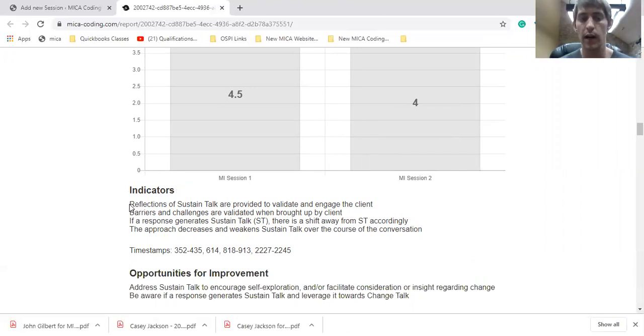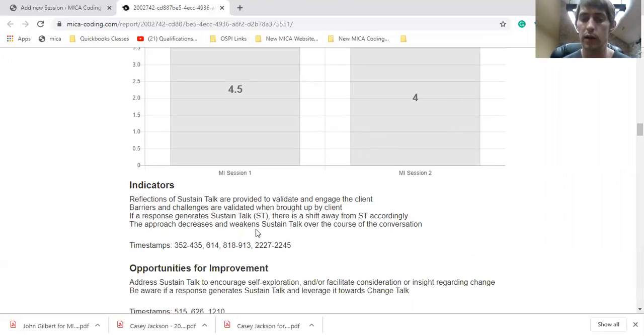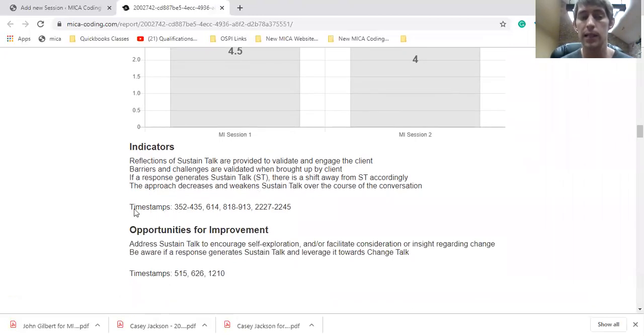This is straight out of language from the manual, where reflections of sustained talk are provided to validate and engage the client. These are things that happened in the interaction. If you read through each one of these, they happened. And then here are some timestamps.